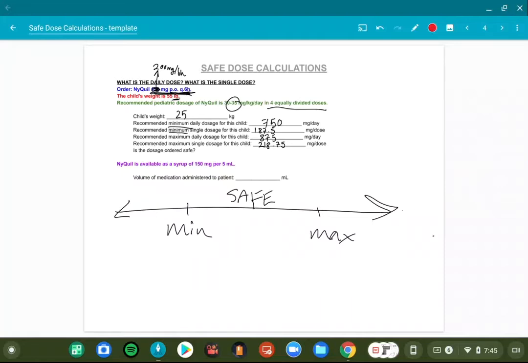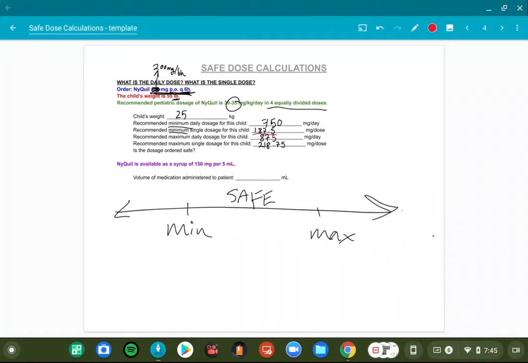So when we're talking about this, we don't want to look at the per day numbers. We want to be looking at the per dose hours, because that is what the order is asking for. It's telling you how much medication you're going to give the kid every 6 hours, not how much medication you're going to give the kid over a day.